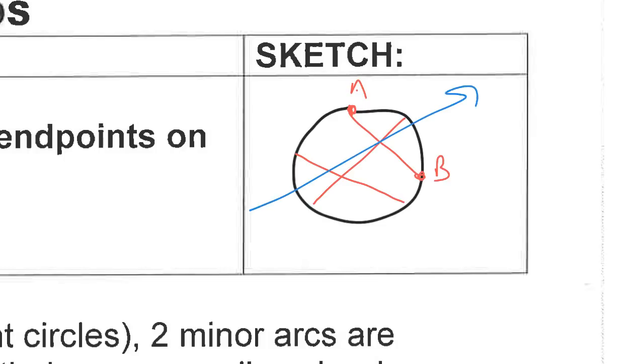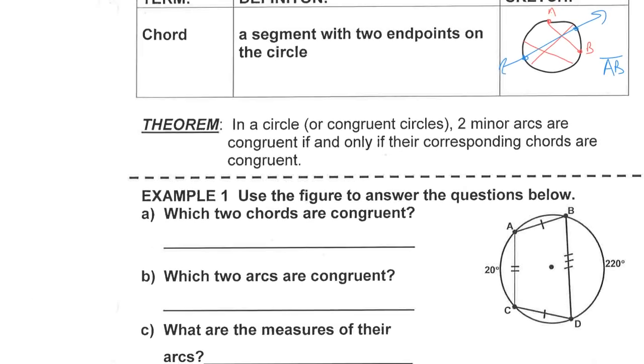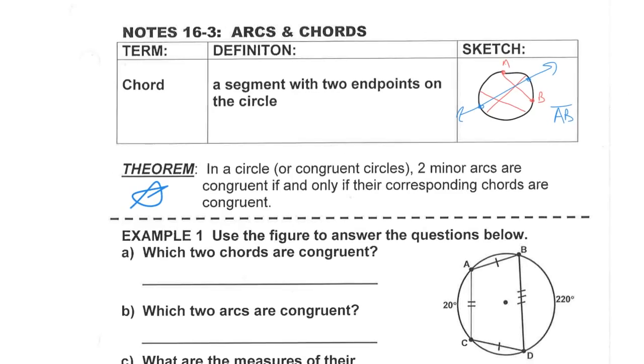This is not a chord until it shows these points, and you can name it as a segment. So remember, it's always like segment AB. A lot of people had problems with that. So we're going to talk about a theorem today. It's a pretty easy one to understand. Reading it's not so fun.